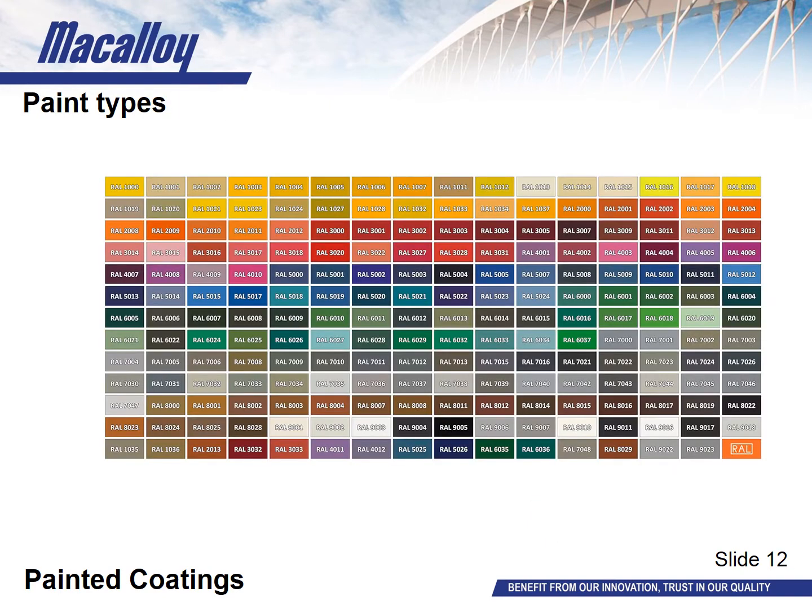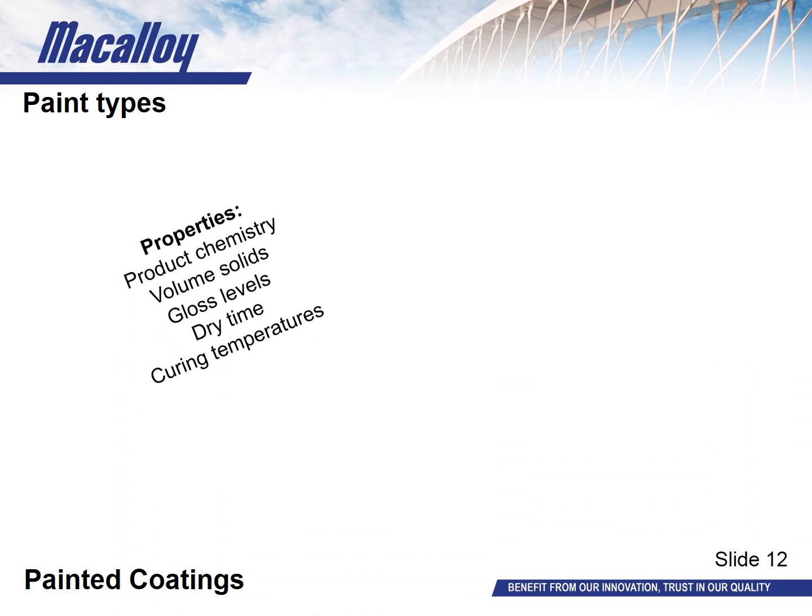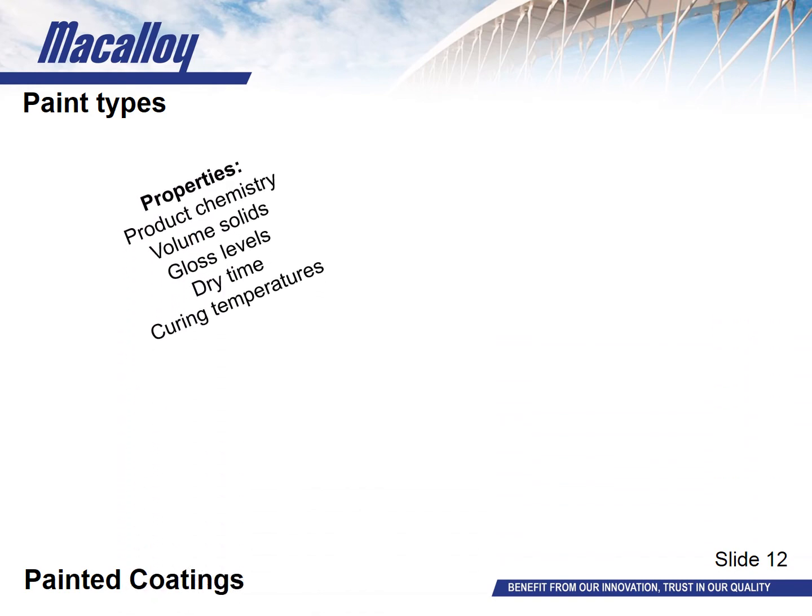Here is an example of a RAL chart showing 207 colour variants. There are thought to be in excess of 1800 RAL variants. Paint systems vary and can have different properties including the product chemistry, volume solids, gloss levels, dry time and curing temperatures. The type of paint is generally specified by the requirements of the application and environment. The appropriate system specification should be determined by the client.